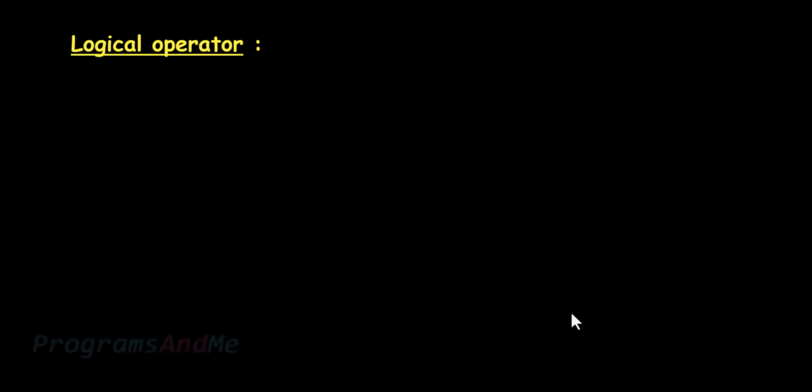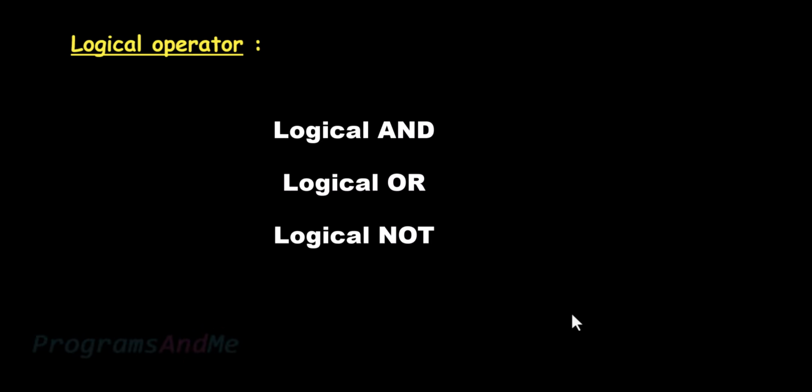In the previous tutorial we were discussing logical operators and we saw how logical operators work with the Boolean values. And today in this tutorial we'll talk about logical operators and we'll see how they work with non-Boolean values. We have three logical operators here: logical and, logical or, logical not.